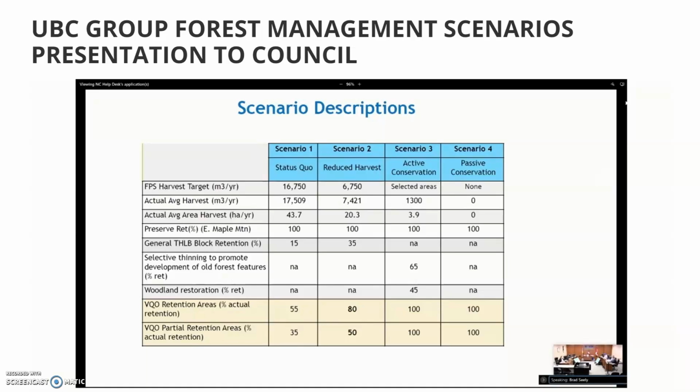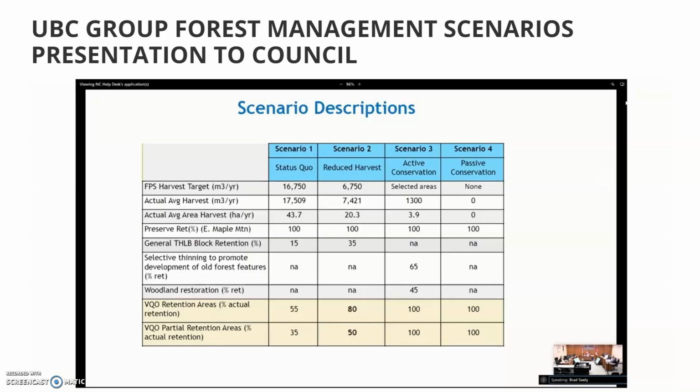And so what we ended up with is the actual harvest of around 17,500 cubic meters per year in the status quo scenario. In the reduced harvest scenario, it drops down to around 7,400 cubic meters per year. In the active conservation scenario, that's down to 1,300 cubic meters per year, but that's only in the first 30 years. And then in the 4th scenario, there's no harvesting. Then you can see in the next row, it shows the actual area that's harvested along with that cubic meters. The table also shows that there's no harvesting in any of these scenarios in the preserve area, which is that eastern part of Maple Mountain.